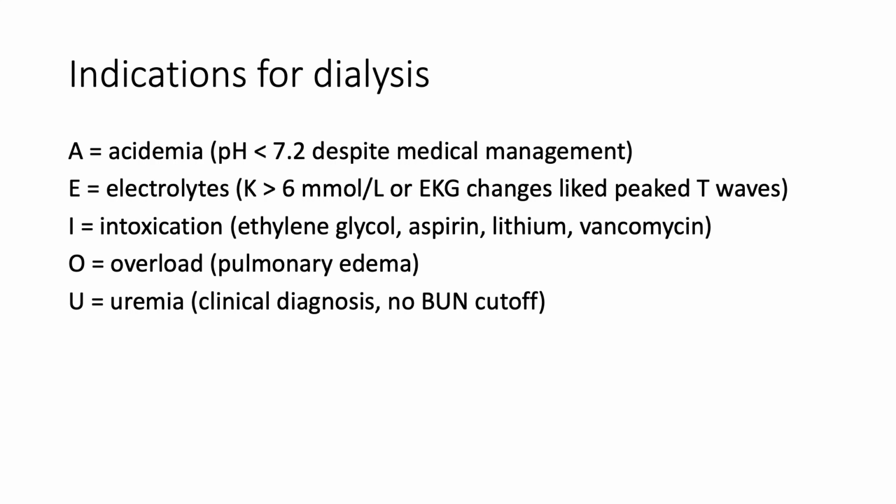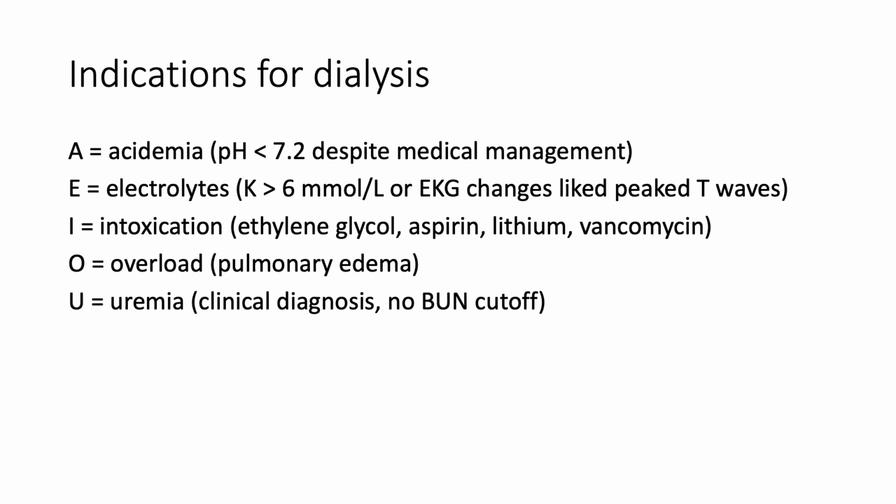So when do we pull the trigger on dialysis? Well, there's a helpful mnemonic to remember this, the AEIOU. A is for acid. So if the patient's pH is below 7.2, despite the best medical management, then that would be an indication to start dialysis. For E, it's electrolytes, which is mostly just related to potassium. If your potassium gets over 6, or you're seeing EKG changes like peaked T waves, that's someone who you want to temporize with medications, but you want to start them on dialysis as soon as possible.